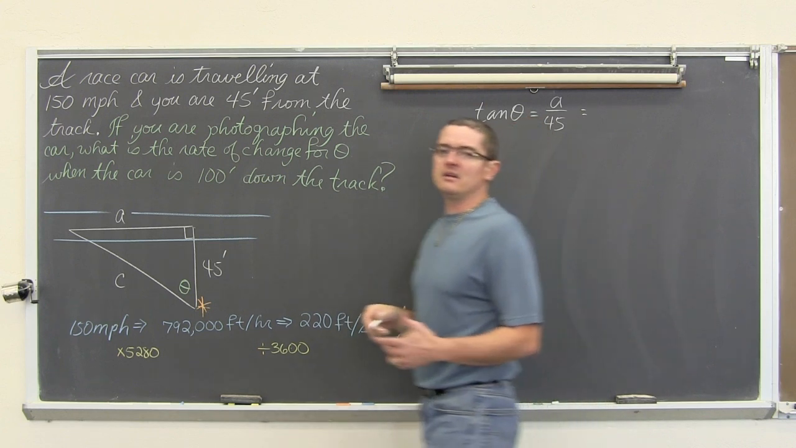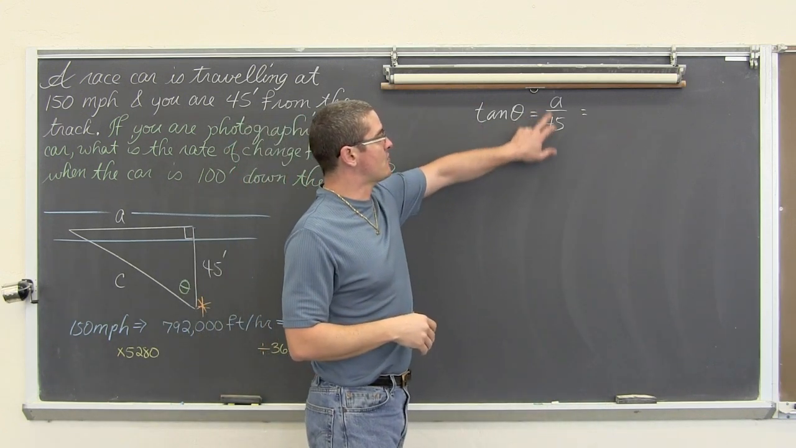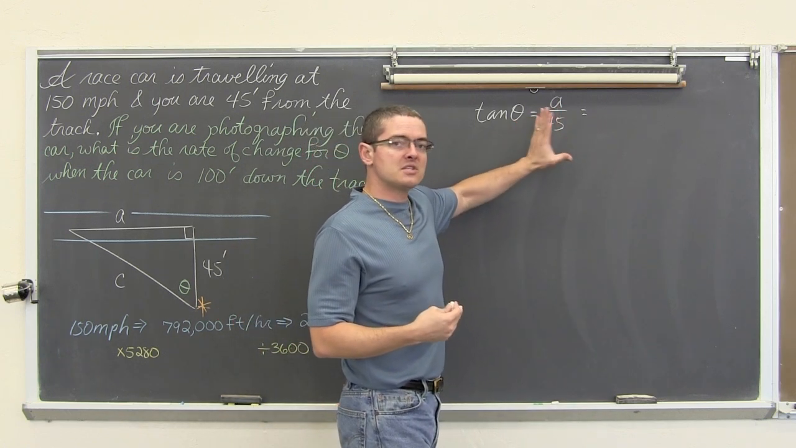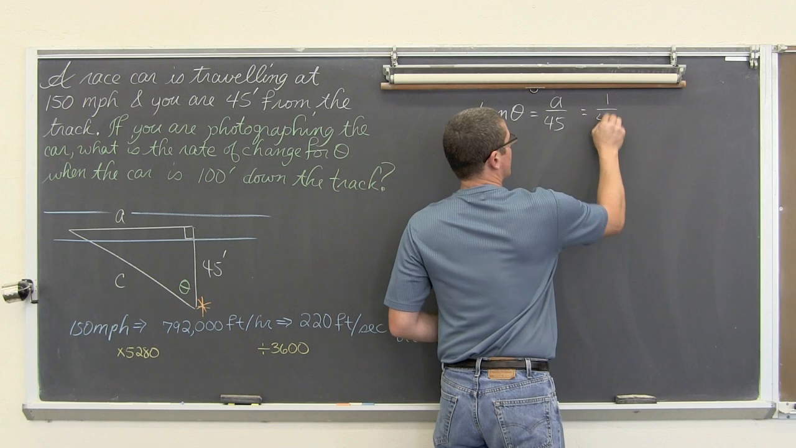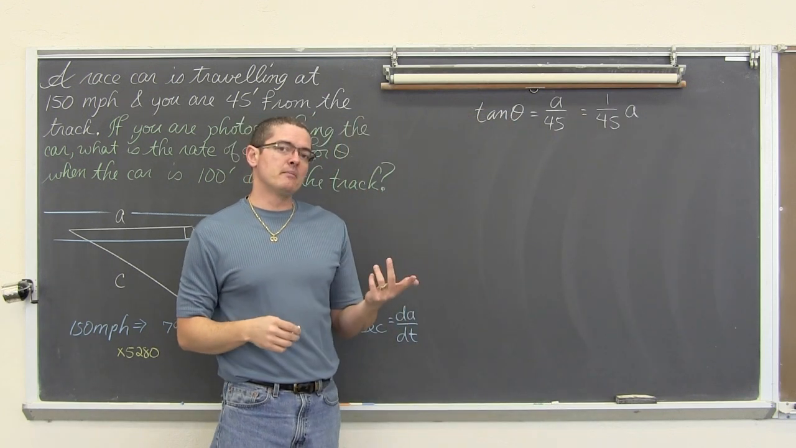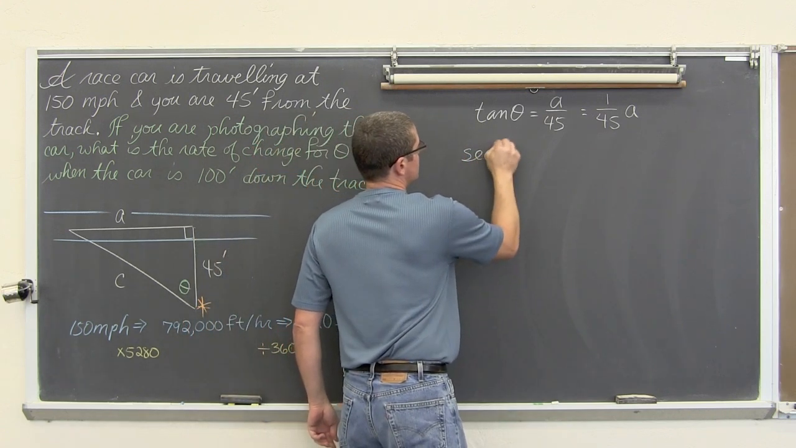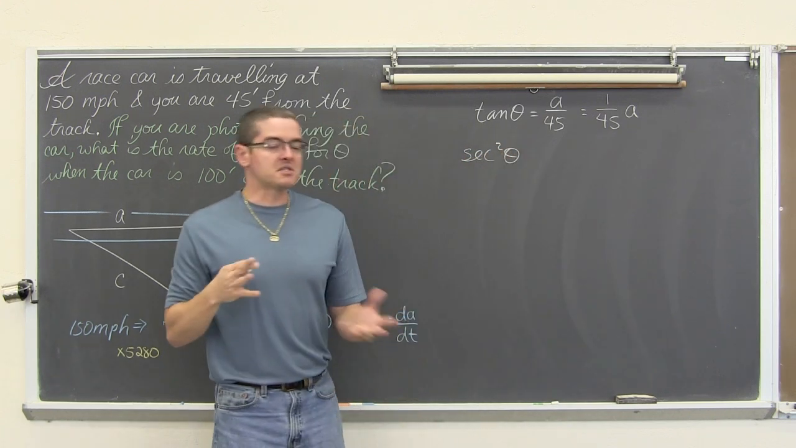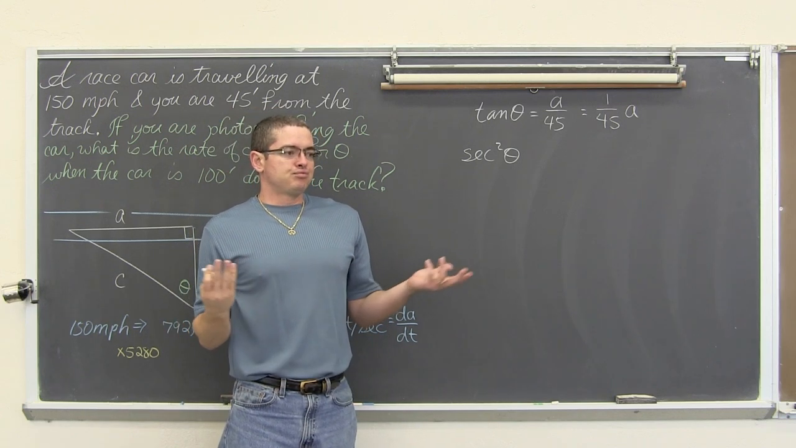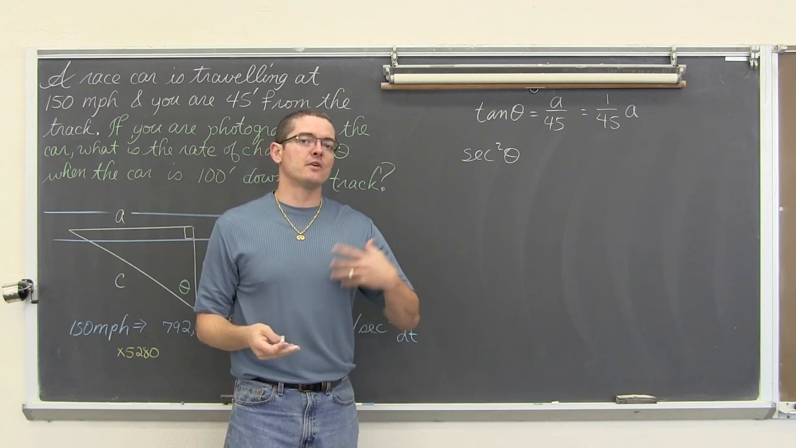And just to clarify the implicit derivation process we're about to go through, I'm going to write this a over 45 so it doesn't look like a quotient. Hopefully by now you're comfortable with this, but just to make sure, this is 1 over 45 times a. So we're going to take the derivative of both sides. The derivative of tangent is secant squared, so secant squared theta. Now it's not just secant squared theta because we're taking the derivative with respect to time, or t. So we have to do the chain rule for all of this.